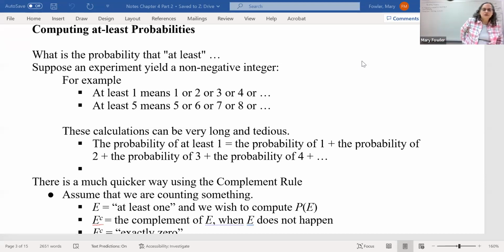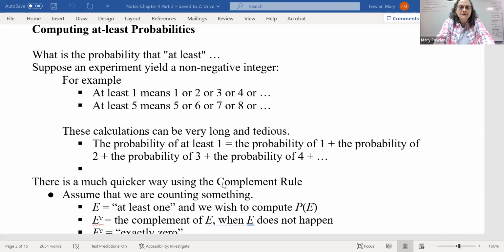So calculations can be like, if we want to go directly to calculate the probability of at least 1, then that would be the probability of 1 plus the probability of 2 plus the probability of 3, if this experiment yields that non-negative integer. So we would have to add up, we would start with probability 1. So here's the event 1, 2, 3, or 4. So probability 1 plus probability 2 plus probability 3, plus probability 4, and that's a lot of probabilities to calculate. So for at least probabilities, we often lean on the complement rule.